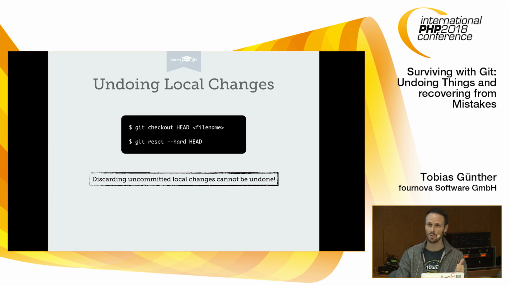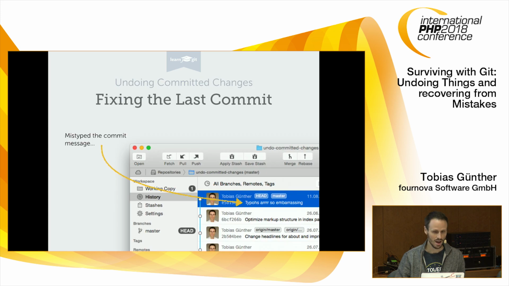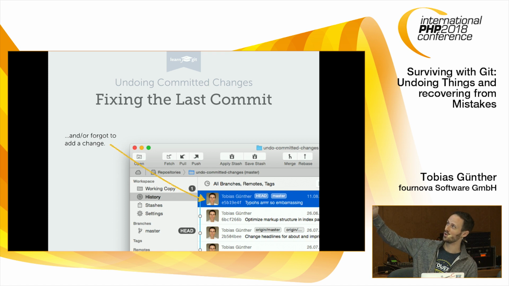Okay, so scenario number 1, undoing local changes. Scenario number 2, undoing committed changes. So when you have committed bad stuff. One very, very easy case is you had a typo in your last commit message or forgot to add a file. So this is one very common case. It's easy to mistype a commit message or to forget something to include.